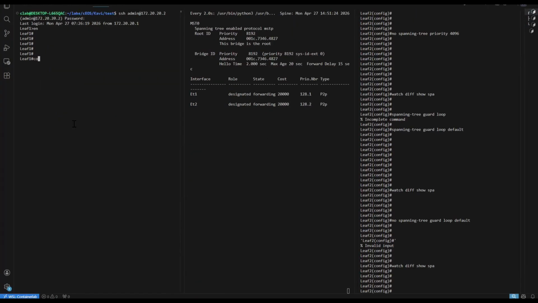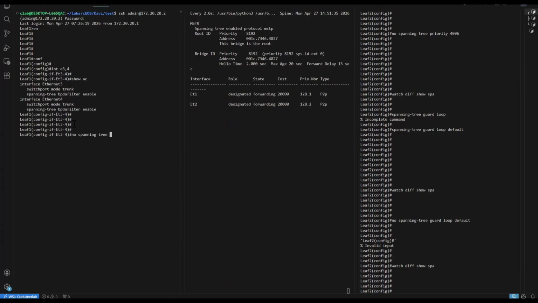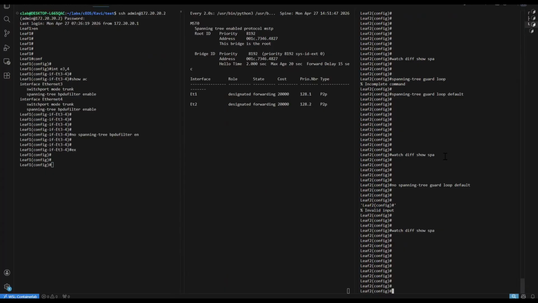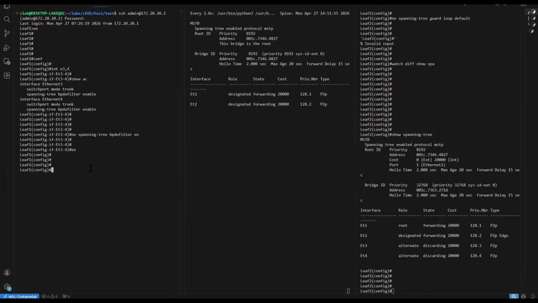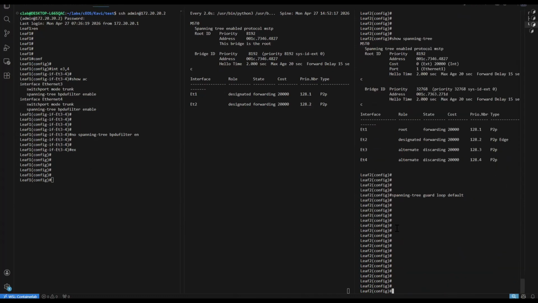So what I'm going to do is configure interface Ethernet 3 and 4. So now let me remove the spanning tree BPDU filter enable. Let me first bring it to the default settings. So here also, right now, loop guard is not enabled. So what I'm going to do now is enable spanning-tree guard loop default. So on leaf 2, I'm enabling loop guard.